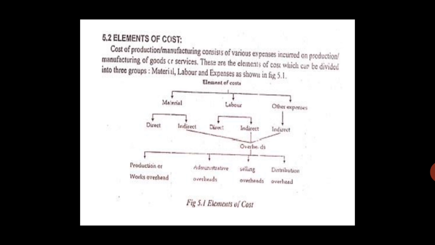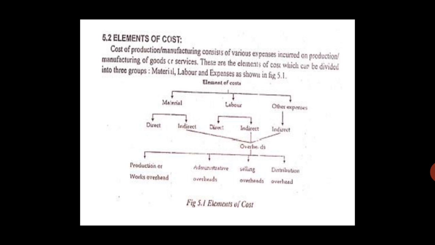Labor: the person who is directly machining is direct labor, but there will be other labor doing the material handling, moving the material from one place to another. There will be some labor looking after stores. These come under indirect labor. And then you have other expenses. So you can see these overheads also, what I was telling.